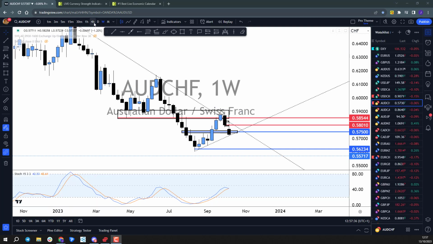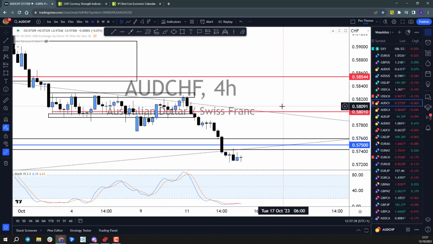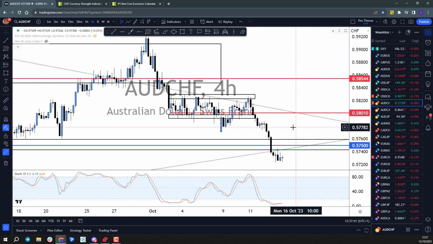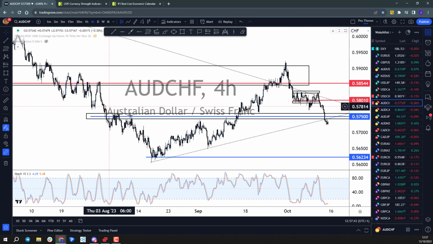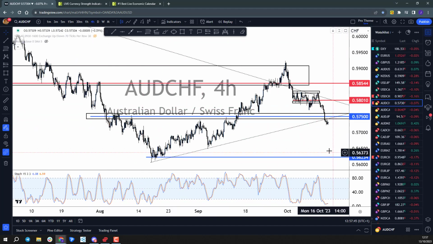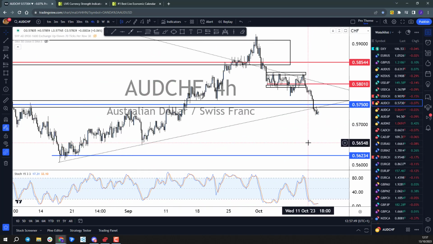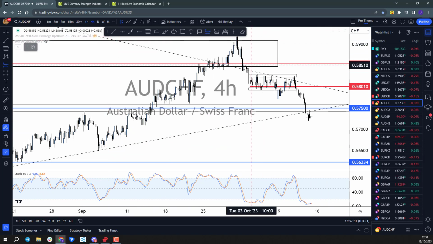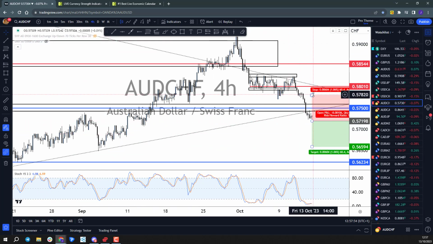So there's still the opportunity to get short on this market. On the 4-hour time frame, you can see that we've traded through a key level of support and resistance, which was 57.50. We've broken down through trend line support as well. So what you may want to look for is a break below these lows here.